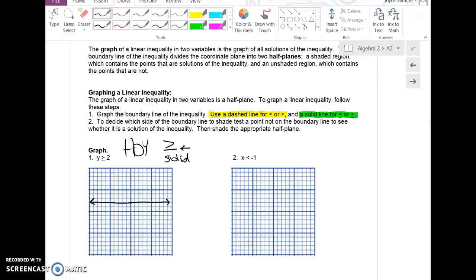Okay. For shading, y is going to be all of the possible things that y could be. That's what we have to shade. So y has to be larger than or equal to 2. Where on this graph would our y values be larger than 2? Above it. So we are going to shade above this line.